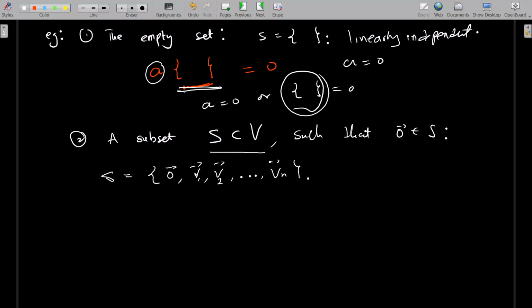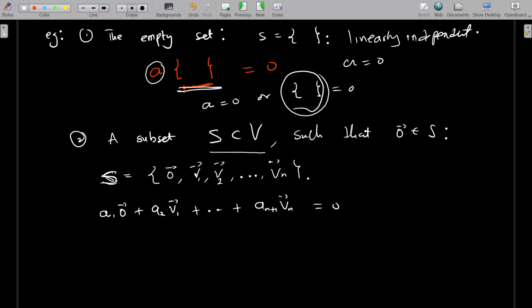If you have the 0 vector included as a member of the set S, then what can you say? Here, if you look at it very carefully, you have a1 times the 0 vector plus a2 times v1 plus all the way to a(n+1) times vn, which should give you 0. Now we know for sure that if at least one of these a's is non-zero, then we have linear dependence. If all of them should be 0, then we have linear independence.